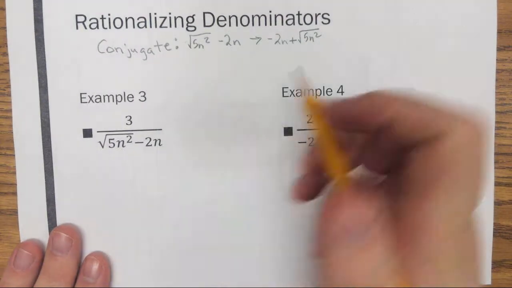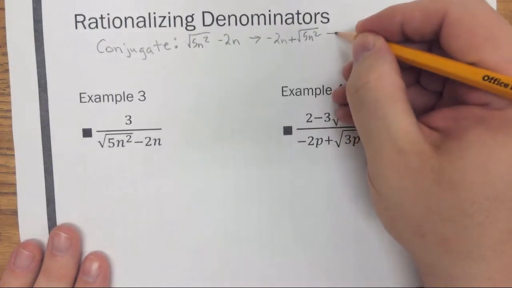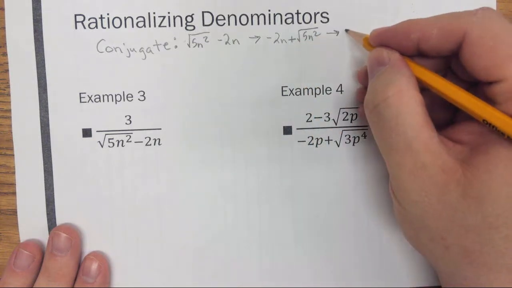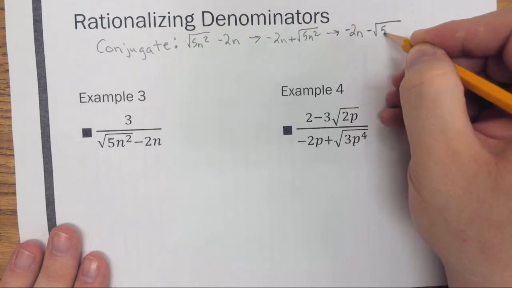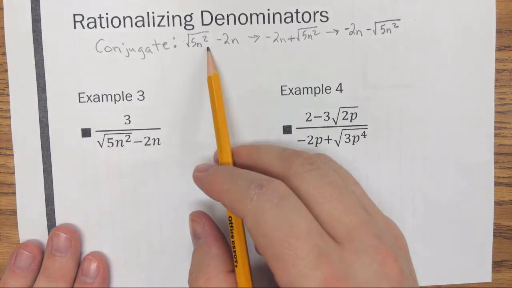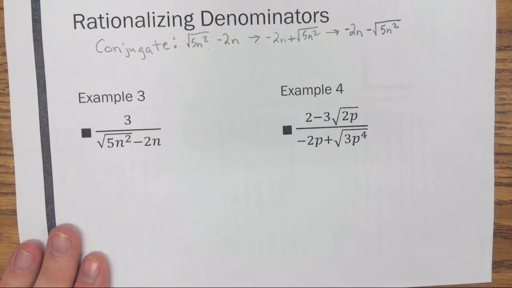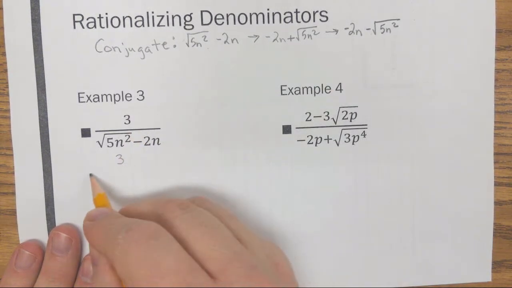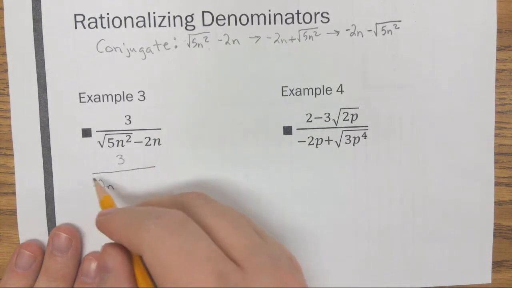Okay, so that I can think about this a little bit more easily. And I'm going to change that to the conjugate, and I'm just changing this plus sign to a negative. So negative 2n minus square root 5n squared is in fact the conjugate of this, because the radical 5n squared is the opposite sign. Okay, so I'm going to rewrite this whole problem a little bit just to make it a little bit easier to do.